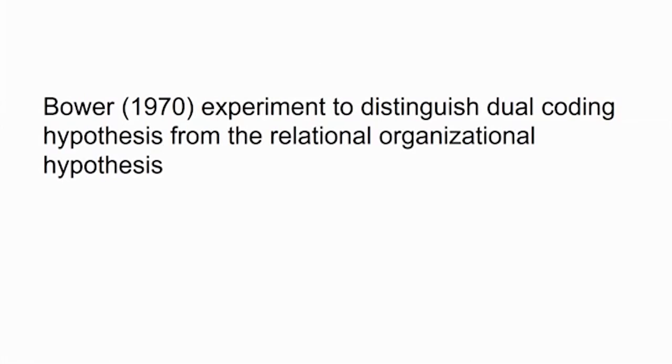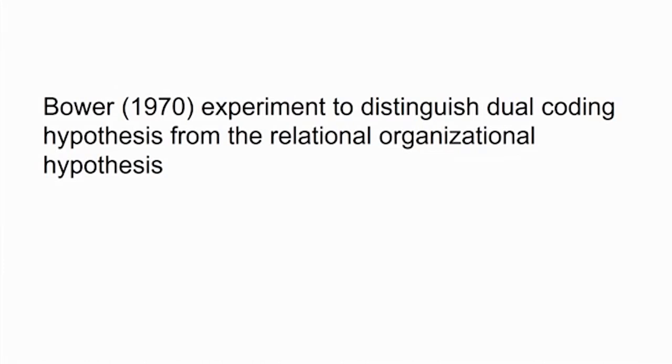So, Bower in 1970 ran an experiment to distinguish the dual coding hypothesis from the relational organizational hypothesis. And what is the experiment like? He gave people two-letter words to start with, and these word pairs were to be remembered either just as words, just as images, or as interacting images.